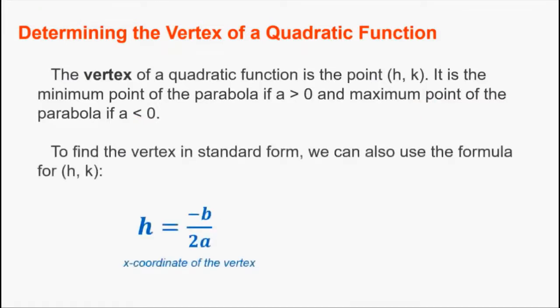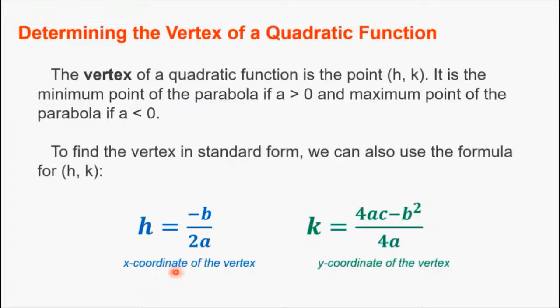To find the vertex in standard form, we can also use the formula for (h, k). So we have h is equal to negative b divided by 2a, and we have k is equal to 4ac minus b squared all over 4a. Remember, h is the x-coordinate of the vertex, and k is the y-coordinate of the vertex.